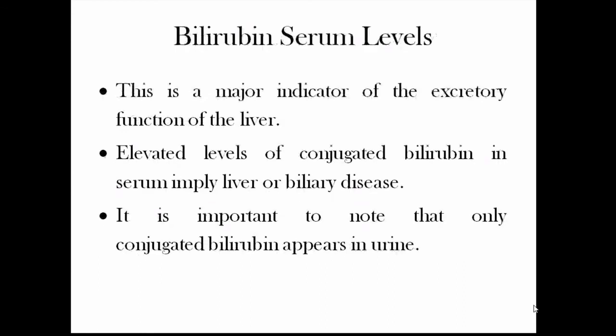Now, bilirubin is the last one of these things. This is the major indicator of the excretory function of the liver. Elevation of conjugated bilirubin in serum implies liver or biliary disease. Any elevation, liver or biliary disease. It's important to note that only conjugated bilirubin appears in urine. So if we have an obstruction, then we'll have an elevation in bilirubin in circulation and also an elevation of bilirubin in urine. So an obstruction will give you both.